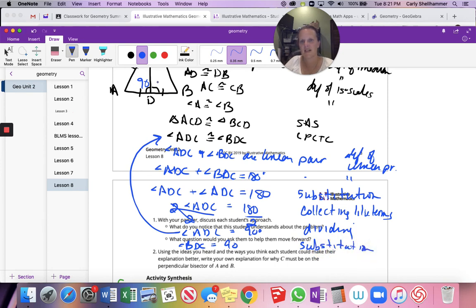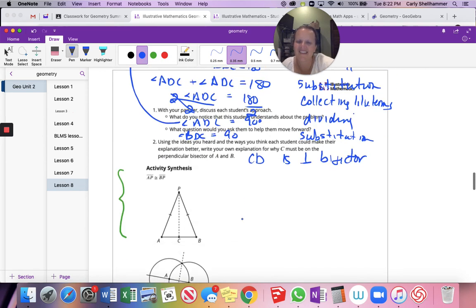So we just did it. That was a longer proof, pretty difficult. But once we said that they're both 90, then we know that CD is a perpendicular bisector. Because it's perpendicular, it meets AB at 90 degrees. It bisected AB into two equal pieces. We already said that. Okay, that was a lot.